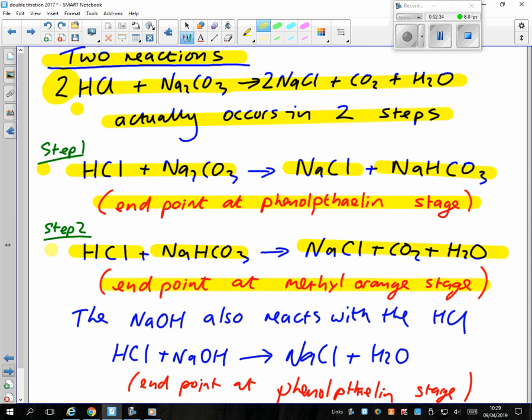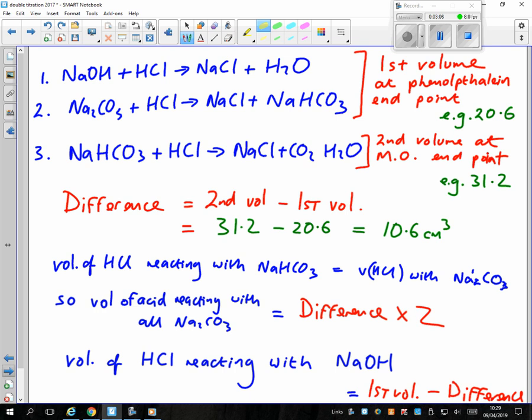Now, we can't forget the sodium hydroxide. That's also going to react with the HCl. The sodium hydroxide reacts as you would normally expect in a 1-to-1 molar ratio: acid plus base gives salt plus water. That also occurs at the phenolphthalein stage. So at your first endpoint, you've actually got 2 reactions occurring, and at the second endpoint, there's only 1 reaction occurring. Got it so far? Okay, let's move on. This is how we're going to do the calculation then.